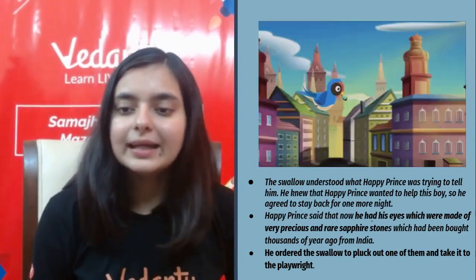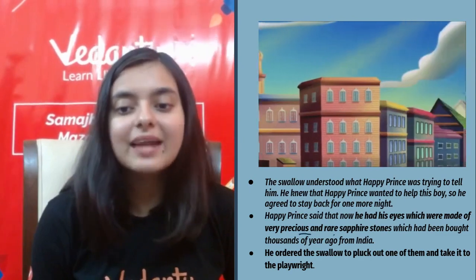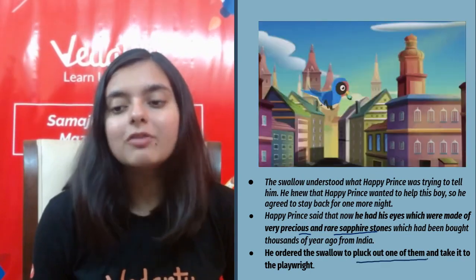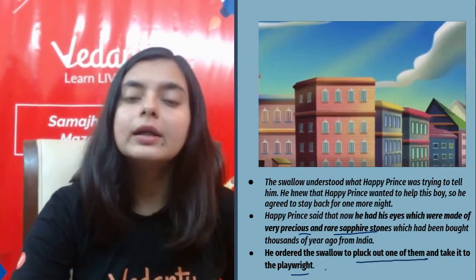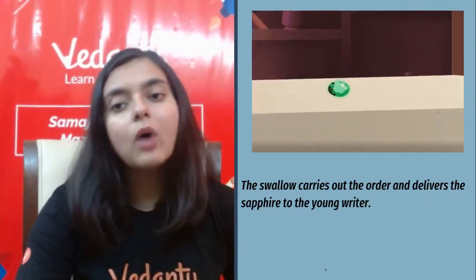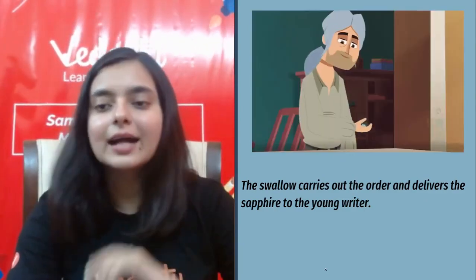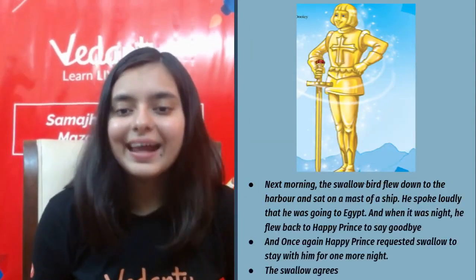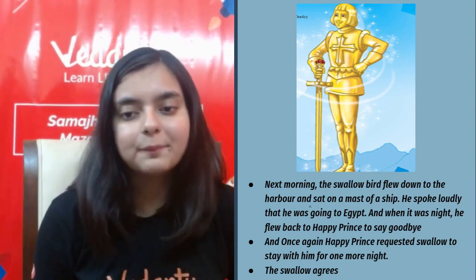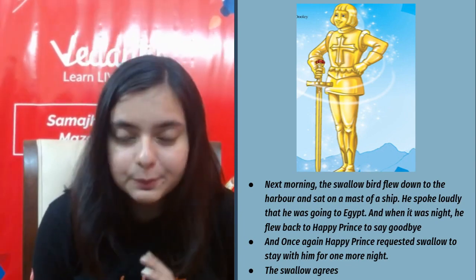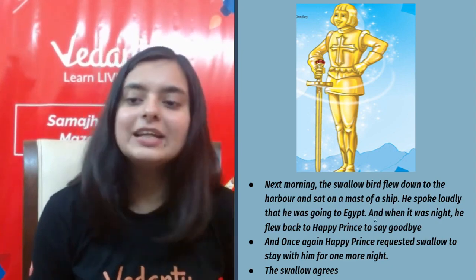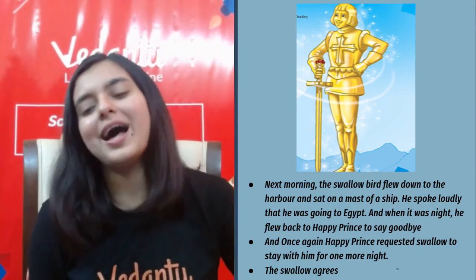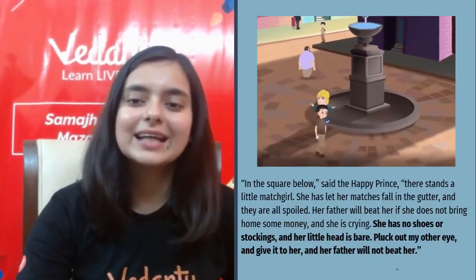Now, the happy prince said he had eyes which were made of very precious and rare sapphire stones. Okay, he ordered the swallow to pluck one of them and take it to the playwright so that he could gain from it. The swallow, as instructed, carries that order and delivers the sapphire to the writer. Next morning, again, the swallow flew down to the harbor and sat on the mast of a ship, and he spoke loudly that he's going to Egypt, right? Once again, he requested him to spend one more night, and the swallow this time agrees again.